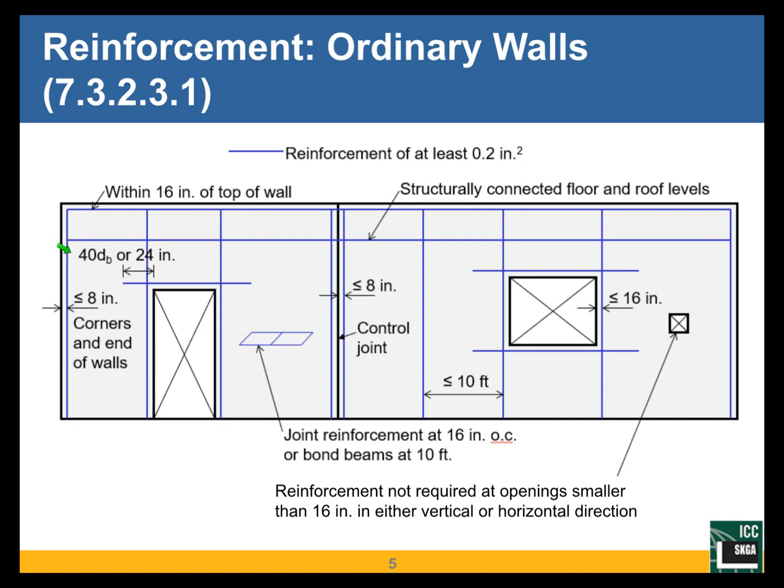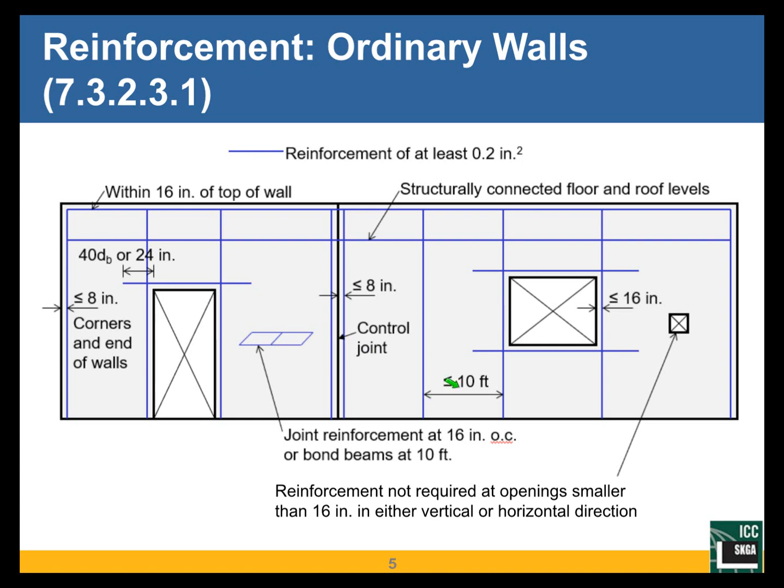Vertical reinforcement has to be at the corners and ends of walls, within 8 inches of them, and on either side of openings. It has to be within 16 inches of the opening. The reason for that is that some people put control joints at the top of the lintel, so we can move the bar over one cell and get beyond that control joint. We have to be within 8 inches of control joints, and a maximum spacing of 10 feet.